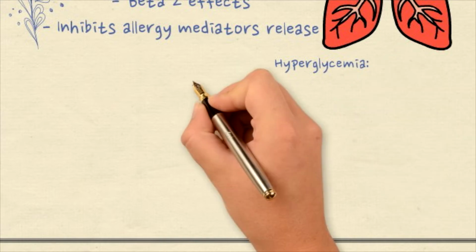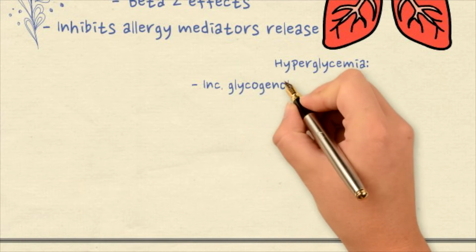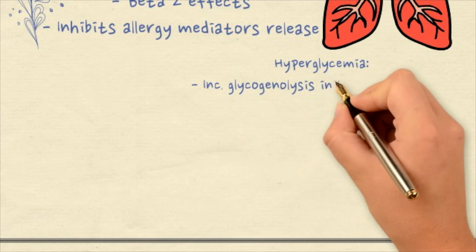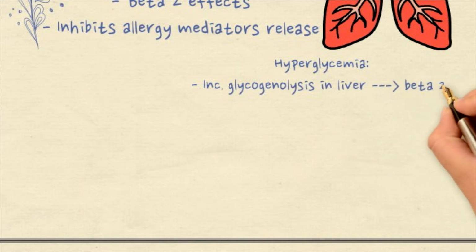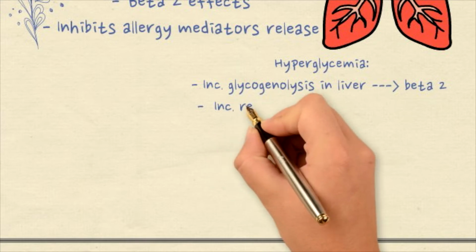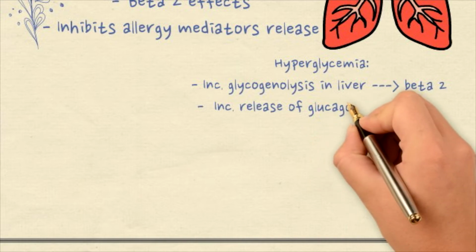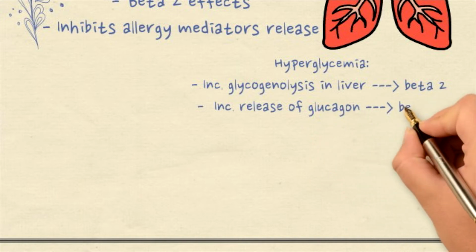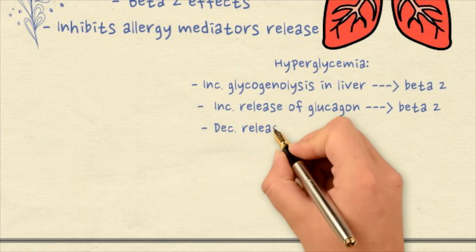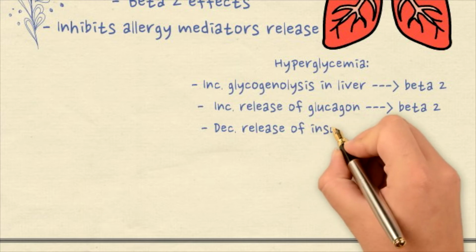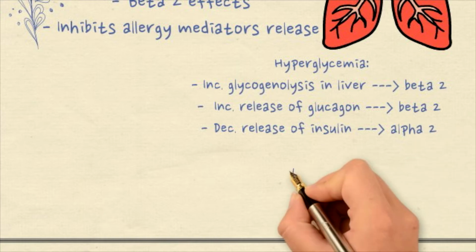Epinephrine also causes hyperglycemia. What happens? Epinephrine causes increased glycogenolysis in the liver, and it also causes an increase in the release of glucagon, and both of these effects are via beta 2 receptors. Also, it causes a decrease in the release of insulin, and this decrease is via epinephrine's effect on the alpha 2 receptor. So overall, increased glycogenolysis, increased glucagon release, and decreased insulin release lead to hyperglycemia.